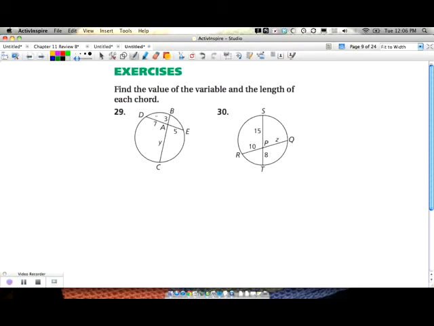Okay, so let's start with this one. Let's just jump right into it. The general idea with any type of segments is you're going to be multiplying some type of piece. Let's put it on this side just for space's sake.